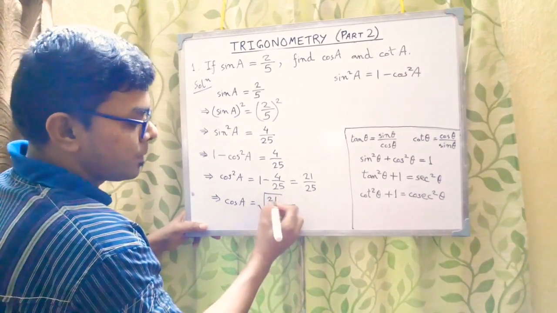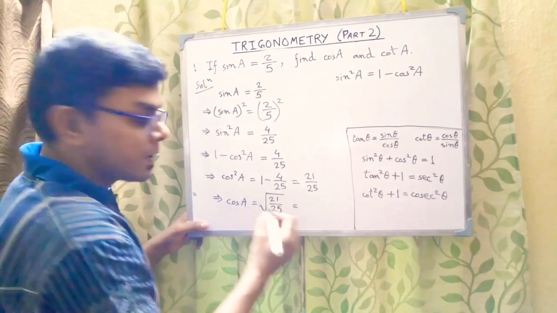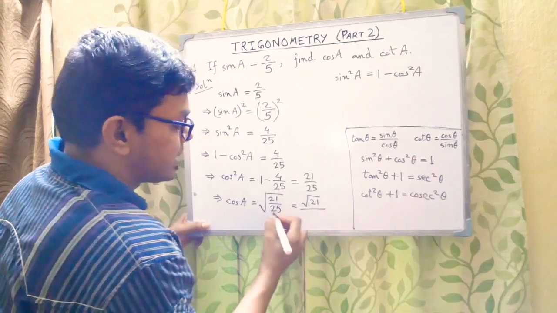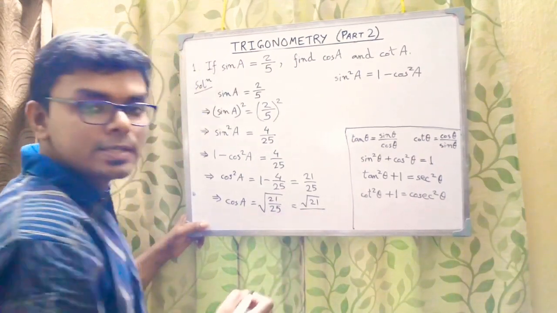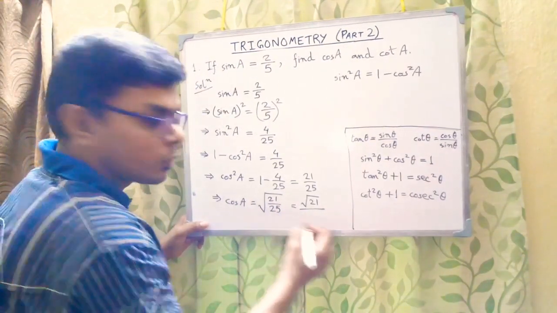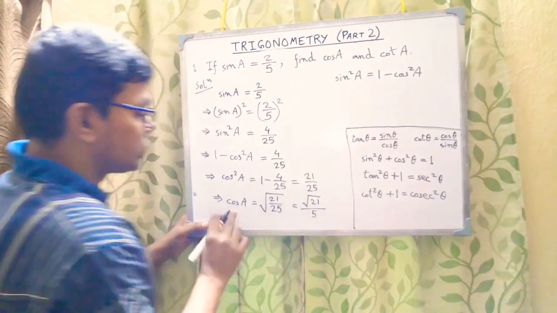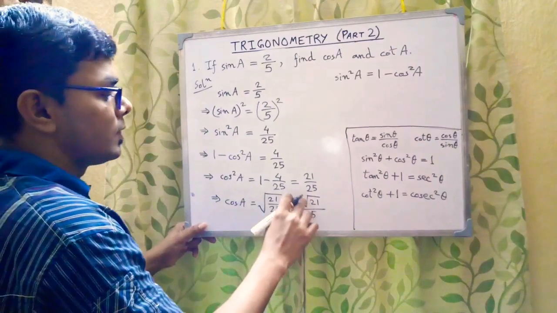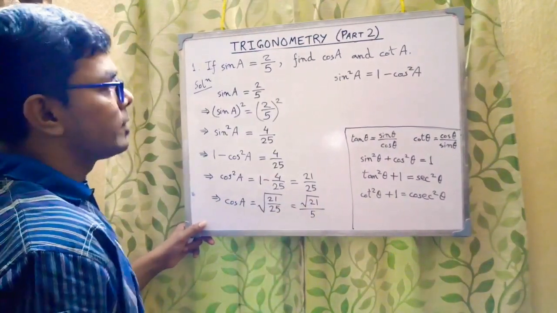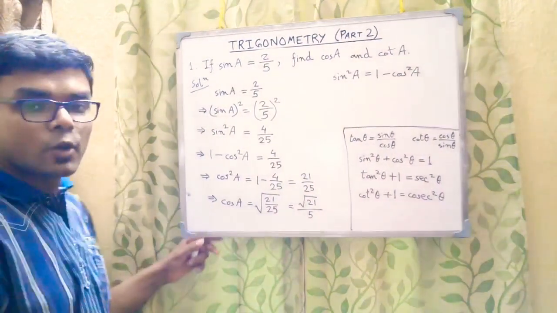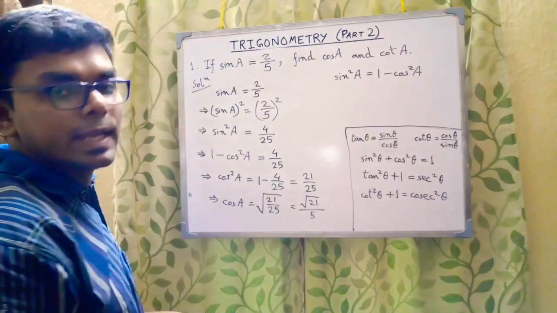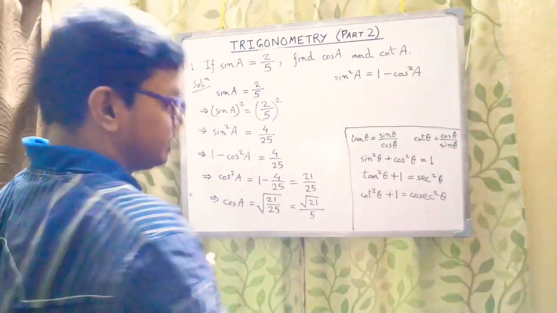Now the numerator is not a perfect square, so we have to keep it as it is, root 21, and here we have 25, so square root of 25, that would be 5. So we have found the value of cos A, which is root over of 21 by 5. So that is cos A over here. We are left with another part. We have to find the value of cot A. Now let's try to do that.